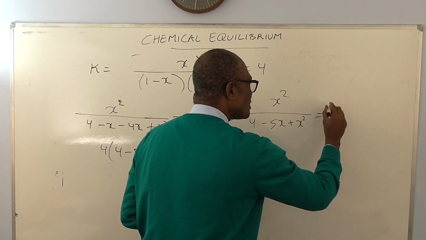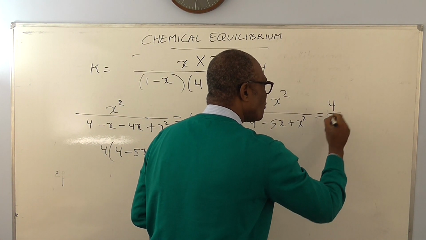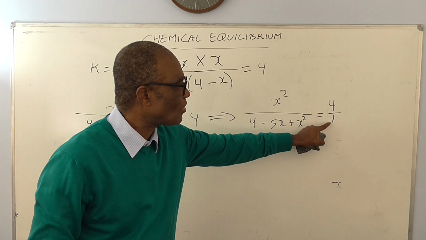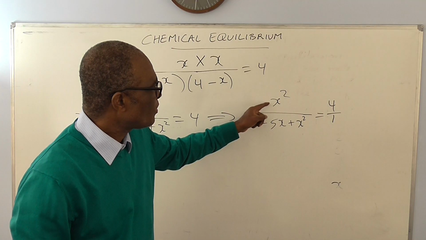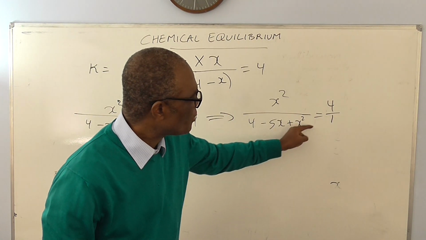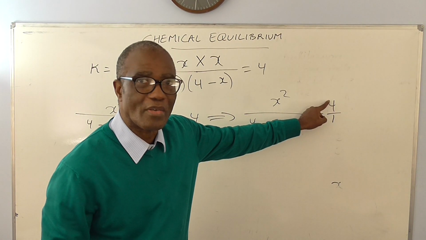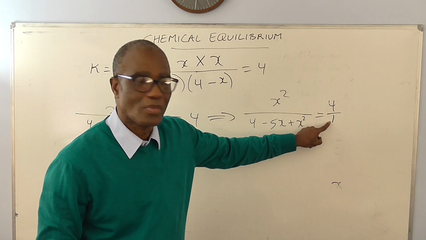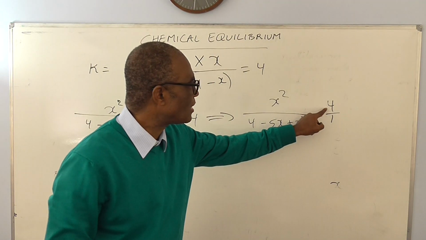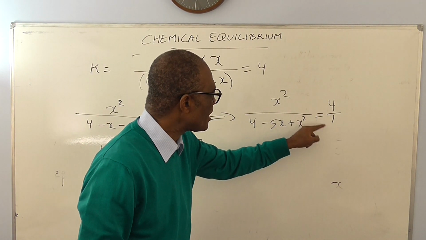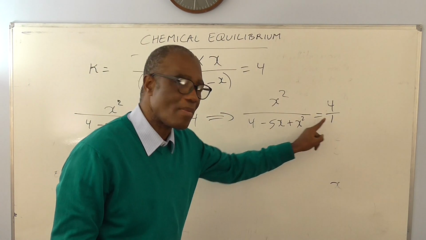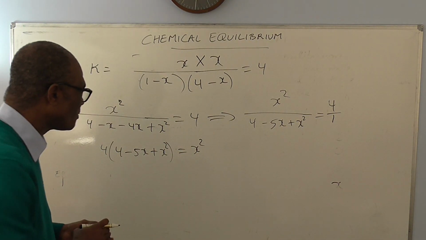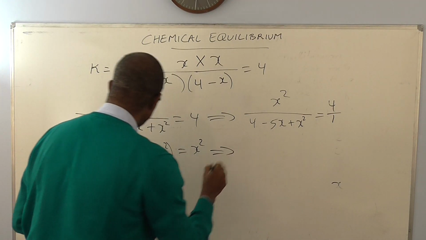Why cross multiplication? Because 4 is like 4 divided by 1. We can write the 4 like that, 4 divided by 1. And then we do what we have here multiplied by what we have there, and then what we have here multiplied by what is there. So this multiplied by this will be equal to x squared multiplied by 1. It is what we got there.